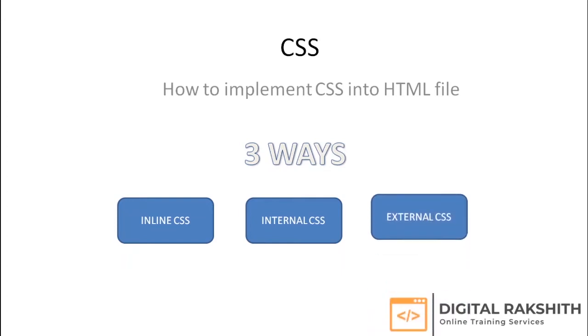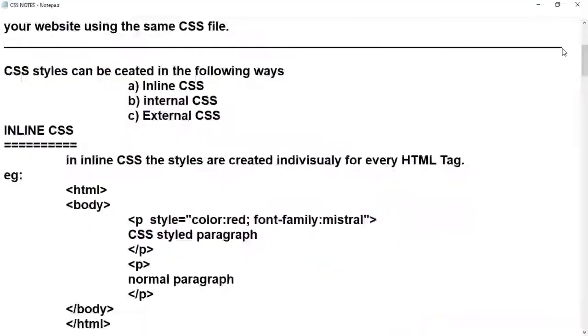Then the third one is a very important one, that is external CSS. For all professional purposes, we use this method only, external CSS. External CSS is nothing but we create a separate CSS file with so many styles, and then we import that file in all other HTML files. That means when you create any CSS style, you can use the same style in different HTML files. That's external CSS. So let us discuss these one by one.